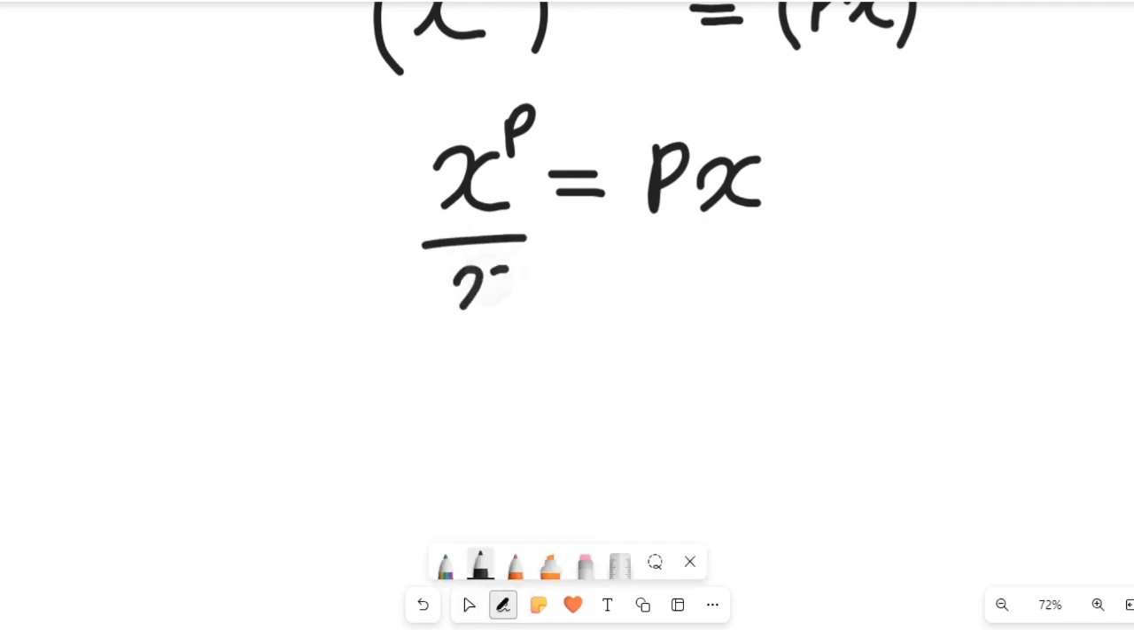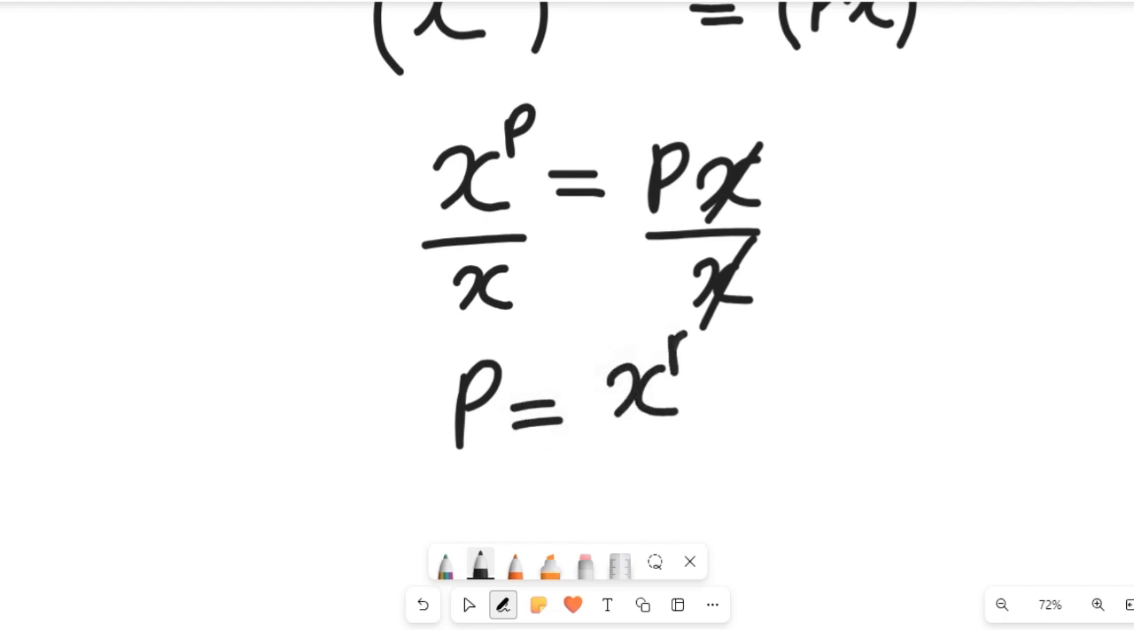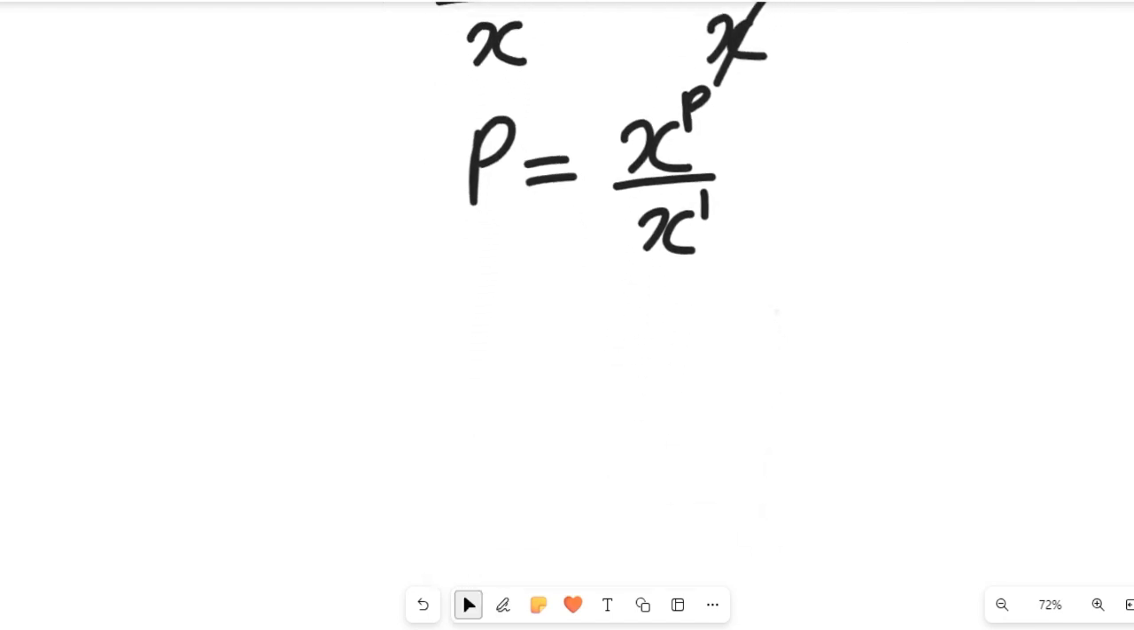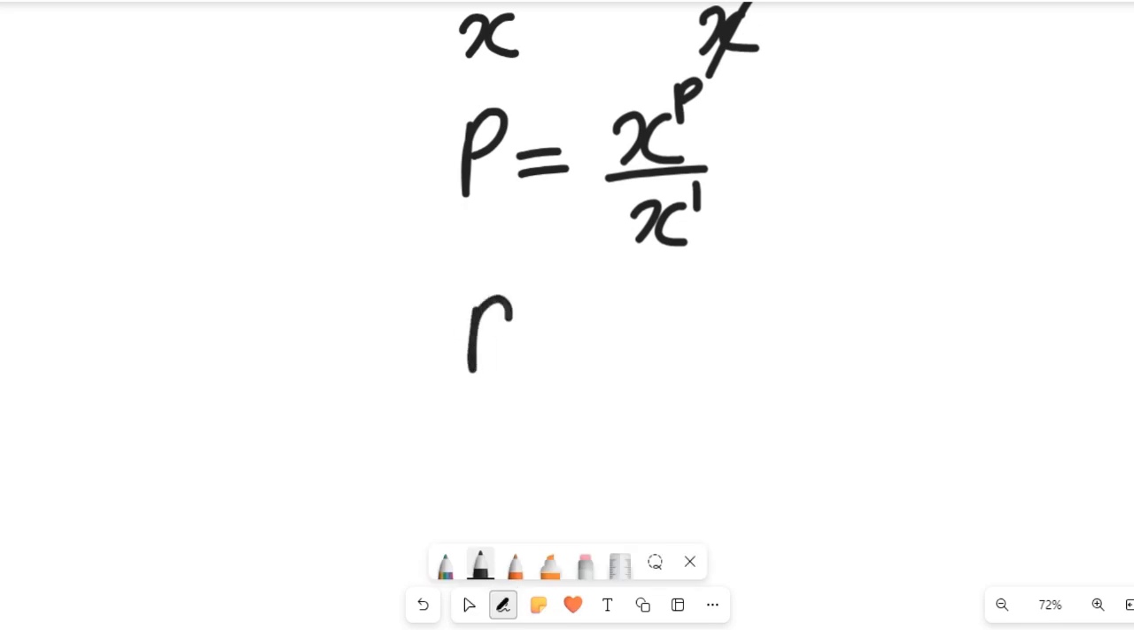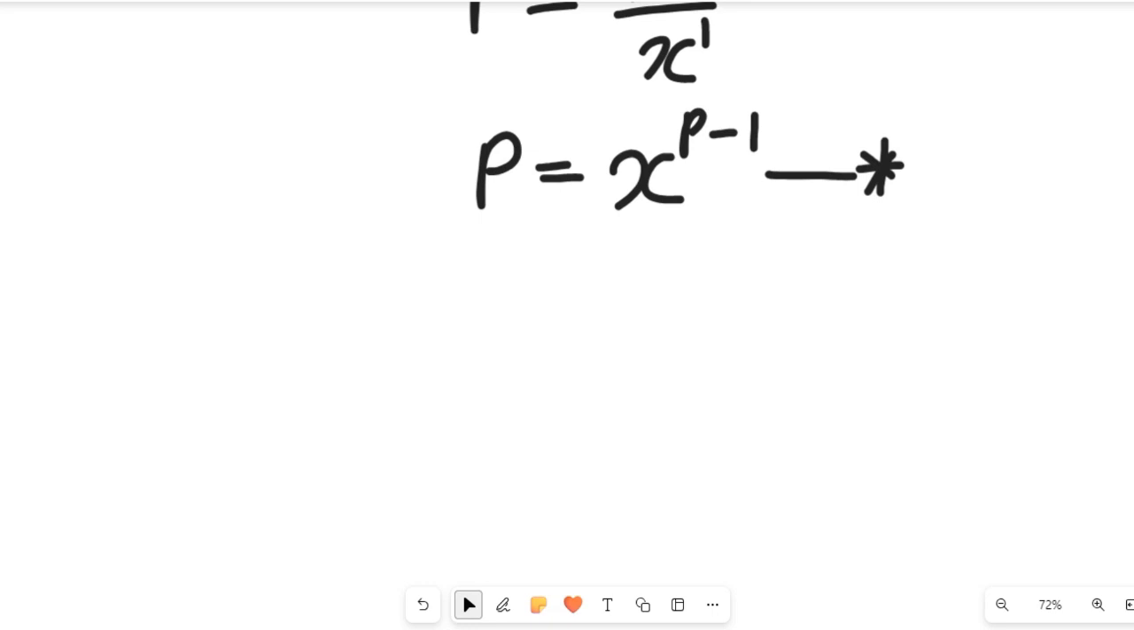So if I divide both sides by x, this x will definitely clear this x. Then my p will be equal to x to the power of p divided by x to the power of 1. So that expression will now give me my p to be equal to, recalling that law of indices, x to the power of p minus 1, and that is the value of p.